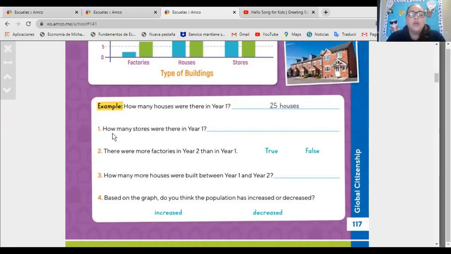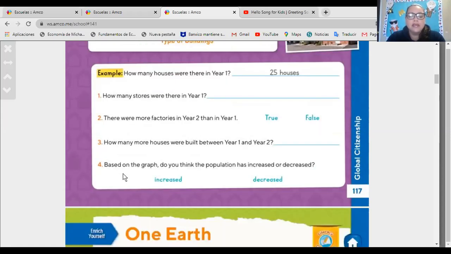Number 2, there were more factories in year 2 than year 1. True or false? Circle your answer. Number 3, how many more houses were built between year 1 and year 2? Here, you need to do a math operation. You can use this space, or you can ask your mommy for a piece of paper. Number 4, based on the graph, do you think the population has increased or decreased? I think it has. Now, choose your answer. Increase or decrease?